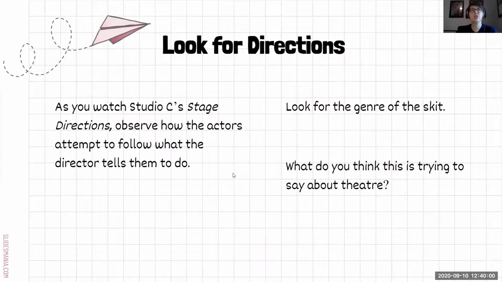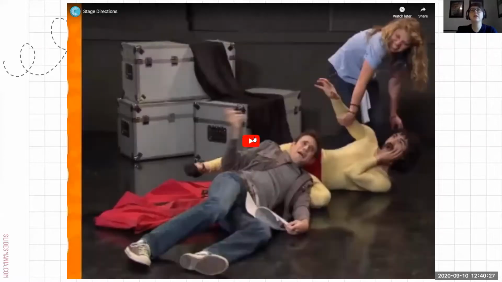Okay, so we're going to watch Studio C's stage directions, and I want you to just observe how the actors attempt to follow what the director tells them to do. Think about what the genre of the skit is, and what do you think it's trying to say about theater? Okay, so this is just a short little skit. Hopefully we won't have stuttering.